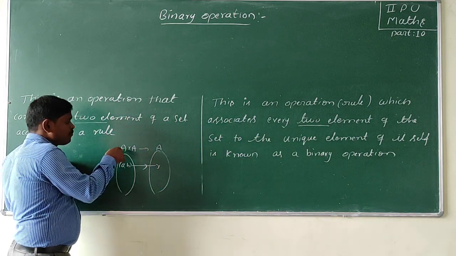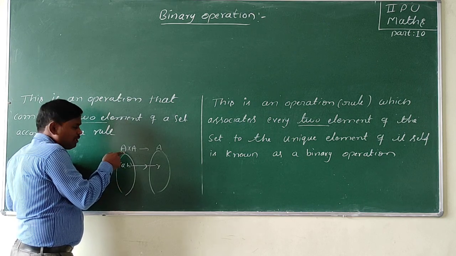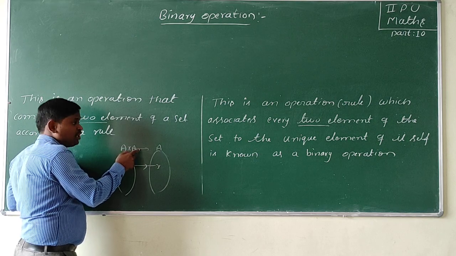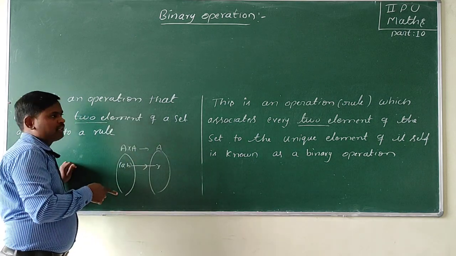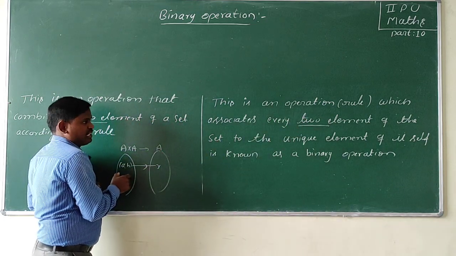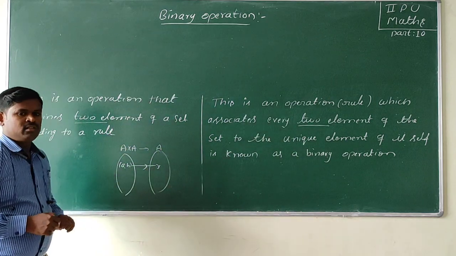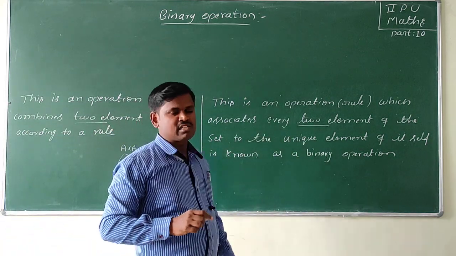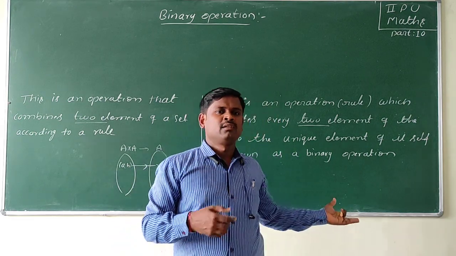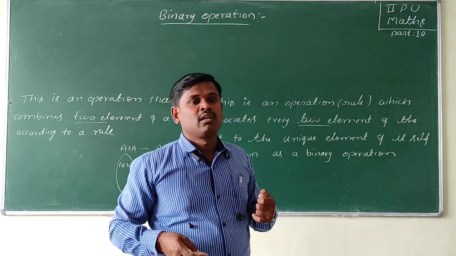So we are taking two elements, which is possible when we take the Cartesian product of A cross A, that is A with itself. So every two elements of the set are associated to a unique element. This is the general definition of a binary operation. Next we shall see the formal definition. What is the formal definition of a binary operation?